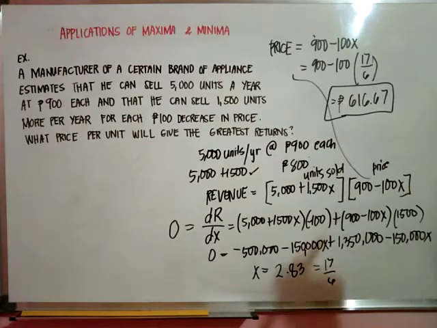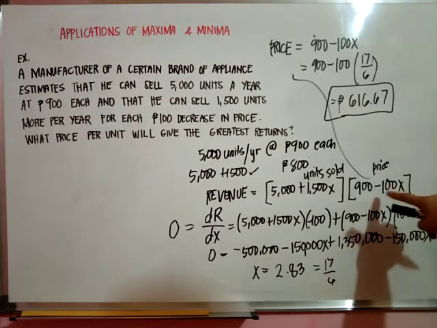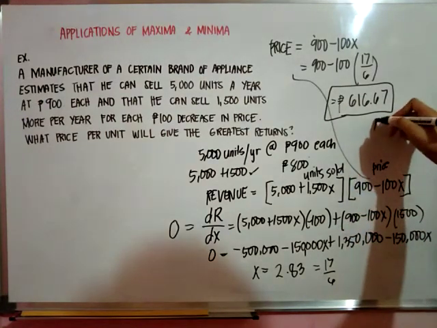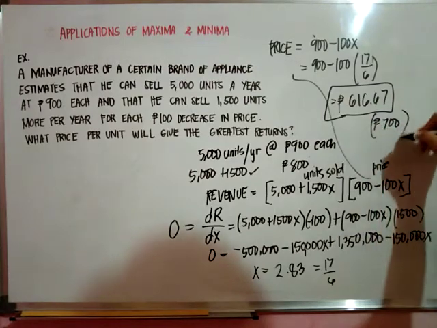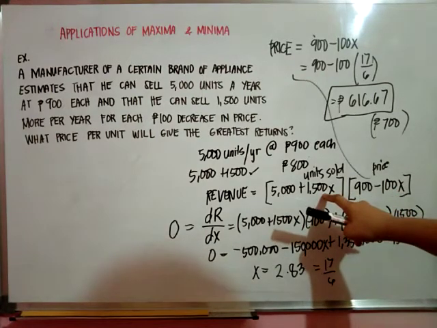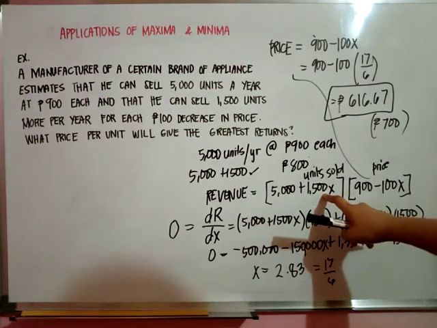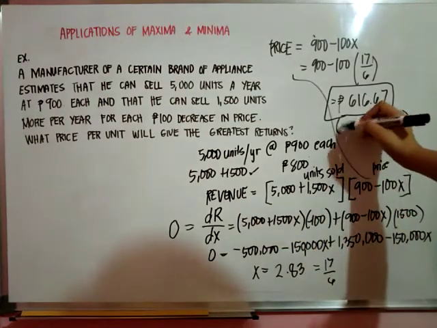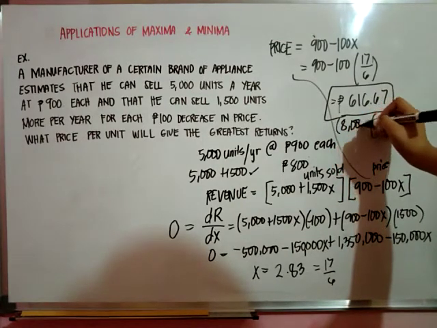So let us try to check. So let's say ang price natin is, halimbawa ay dinecrease natin yung price by dalawang 100. So meaning, let's say the price would be 700. So nag-decrease tayo ng price ng times 2, di ba? Ng twice. So meaning, madadagdagan ng twice yung unit sold. So we have 5,000 plus 1,500 times 2. Therefore, we have 8,000 units to be sold.